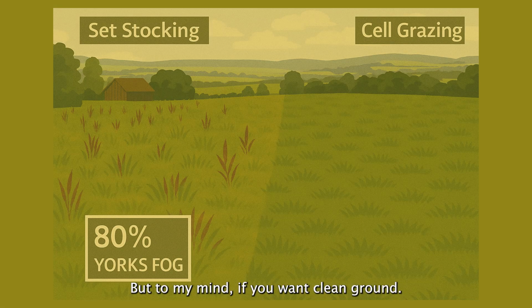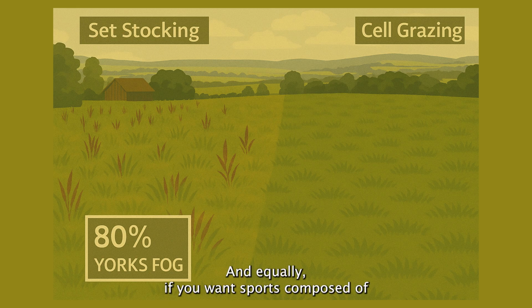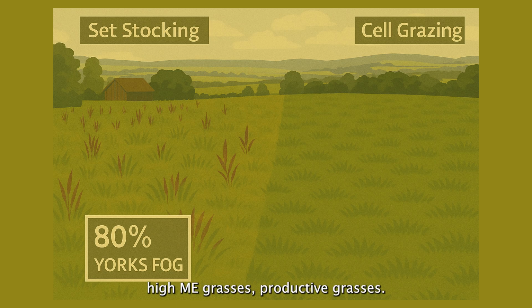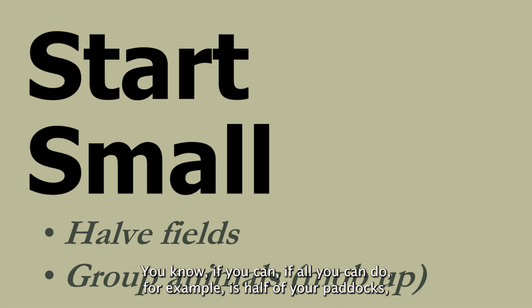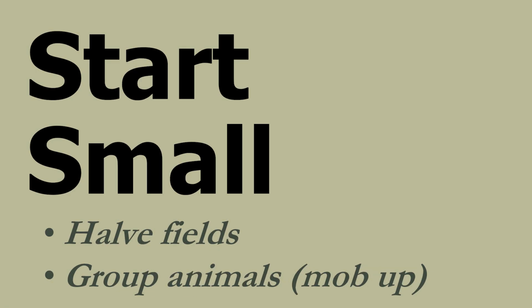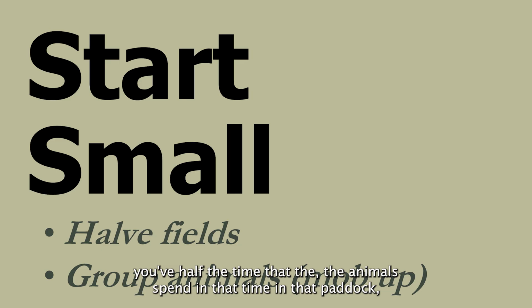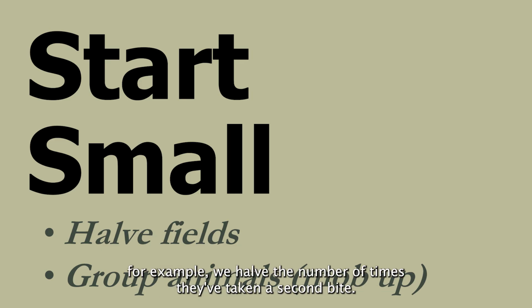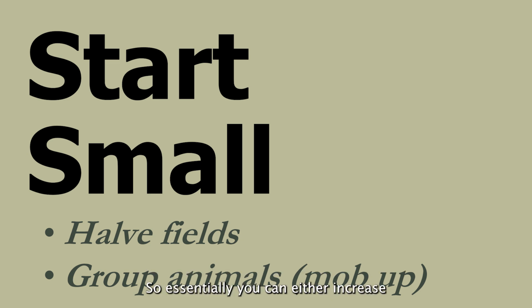To my mind, if you want clean ground, cell graze, yeah? And equally, if you want swards composed of high ME grasses, productive grasses, cell graze. If all you can do, for example, is halve your paddocks, you've halved the time that the animals spend in that paddock, and you've halved the number of times they're taking the second bite. So you can either increase the size of your groups or reduce the size of the fields. They have exactly the same effect.